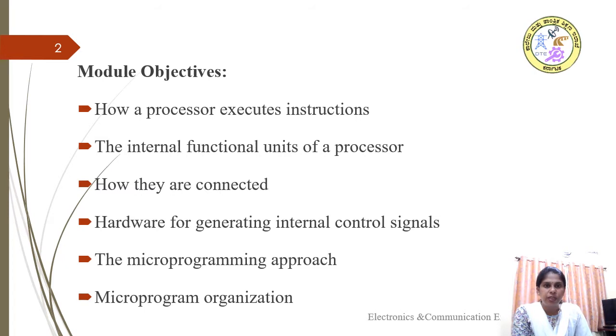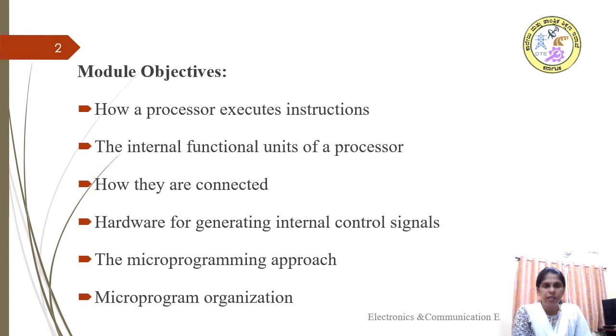The main objectives of this module are how a processor executes instructions, the internal functional units of a processor, how they are all interconnected, and how the processor is going to generate the control signals. In that, two methods we are going to consider. One is the hardware approach, another is the microprogramming approach, and the last part includes microprogram organization.